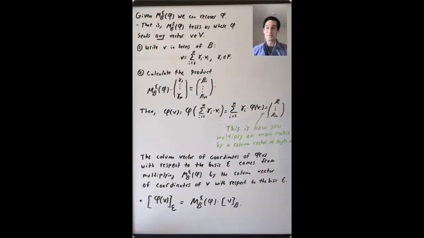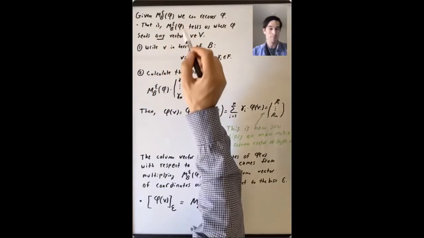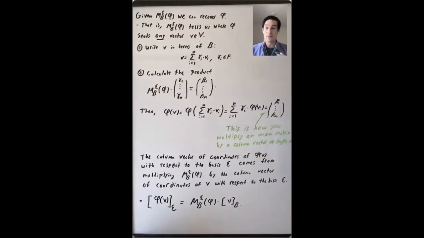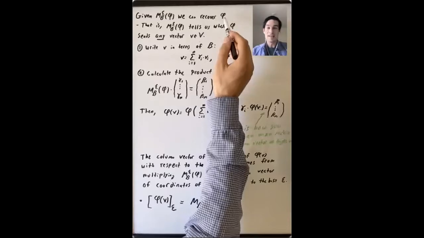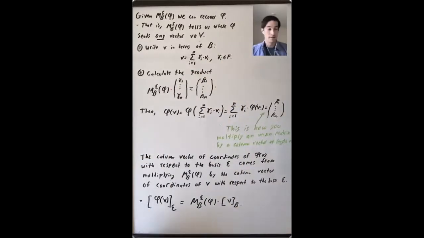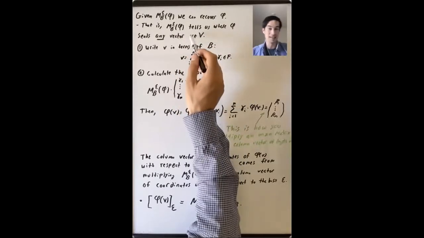If we know this matrix, what do we know about the linear transformation phi? I claim that the answer, in some sense, is everything. Given M_B^E(phi), we can recover phi. What do I mean, recover phi? I mean, we can say where phi sends any vector v in the vector space. That is, M_B^E(phi) tells us where phi sends any little v in V.